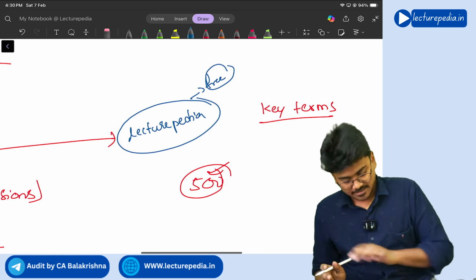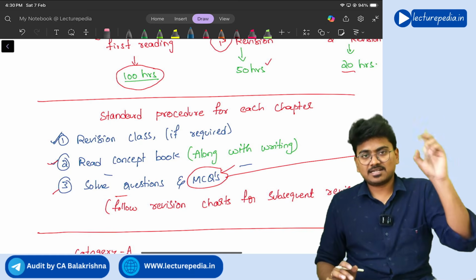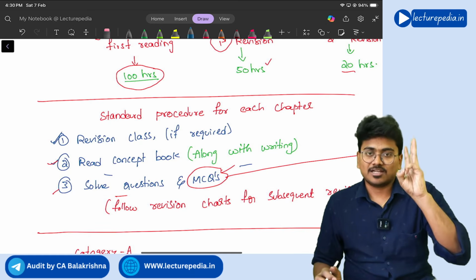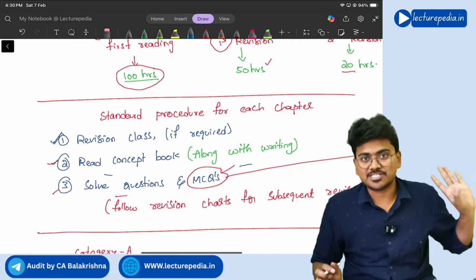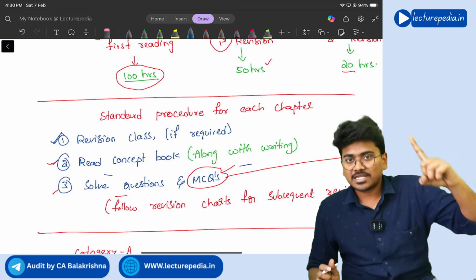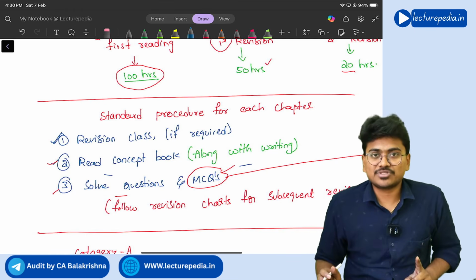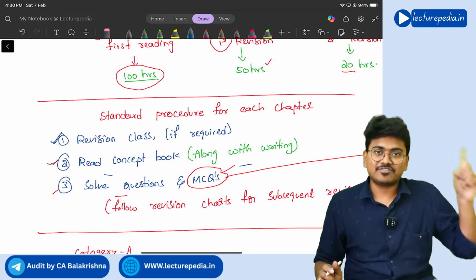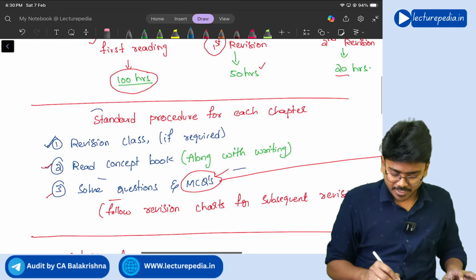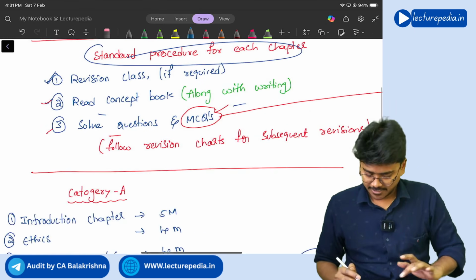Yes. So you will see the revision class, read the concept book along with writing, and apply the knowledge to questions and MCQs. This is the standard operating procedure through which you have to read each and every subject. And if you like this procedure, you can apply this even for other subjects also. Let me know in the comment section whether you like this SOP, standard operating procedure, of covering each chapter.